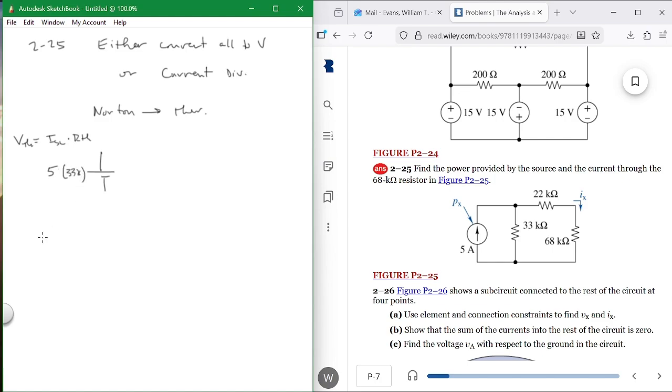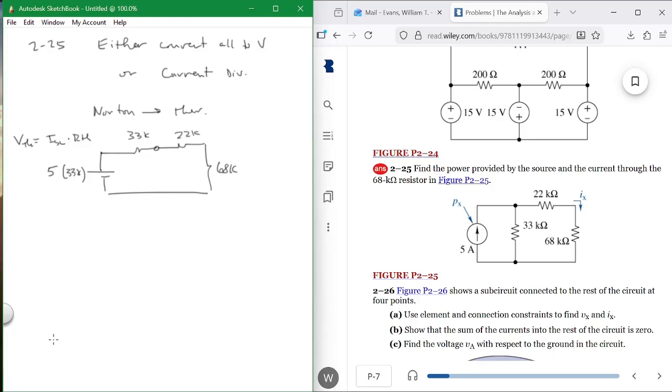And that's a big, whopping, massive voltage. But that's what we got. And then you bring the 33K up here, make it look like a Thevenin circuit. Then you add the 22K and the 68K, and you've got your final circuit.